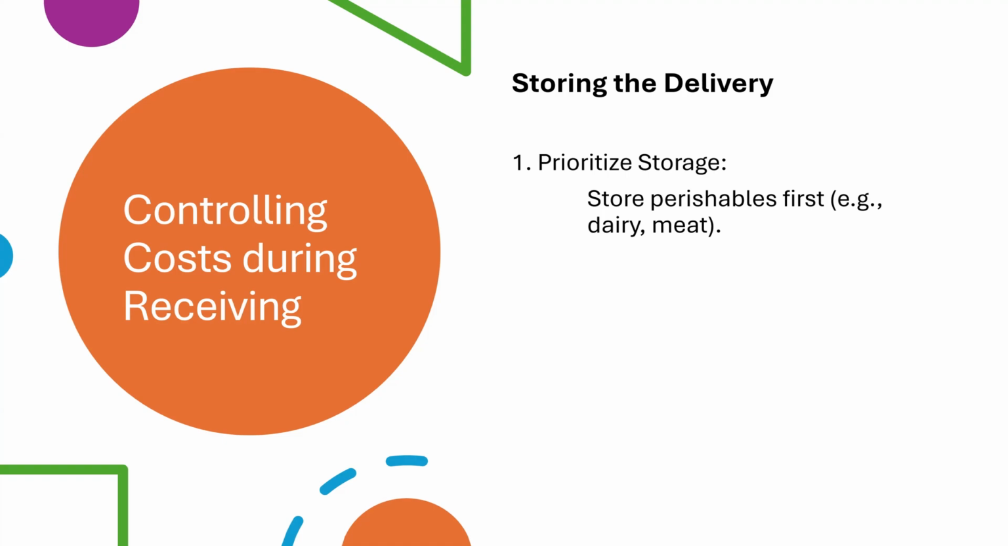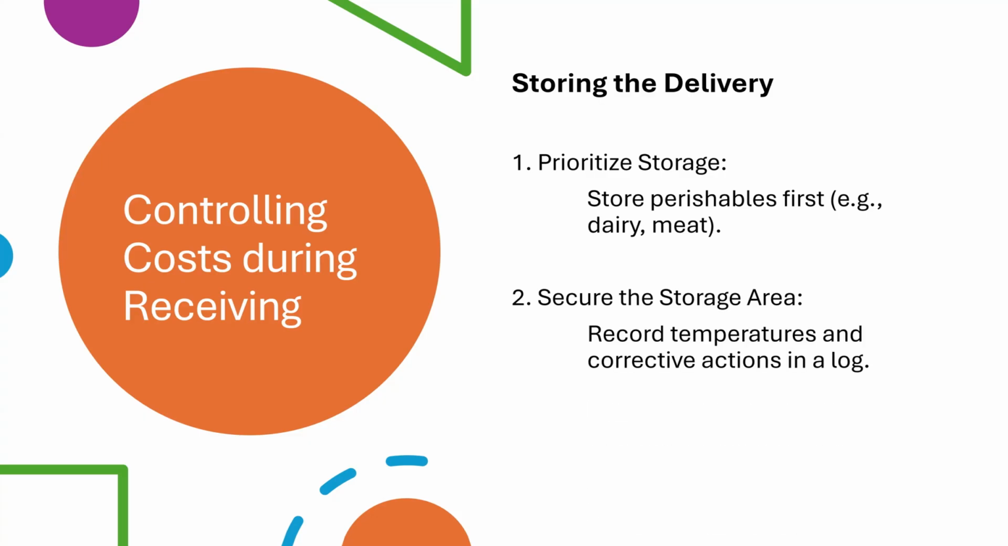And then what comes next is making sure that we secure the storage area, right? We want to make sure that we're putting away meat that's just coming from a truck that had a cooling device on it. So we want to make sure we're recording temperatures and corrective actions in a log. We want to make sure that the refrigerator is at 41 degrees or lower, okay?